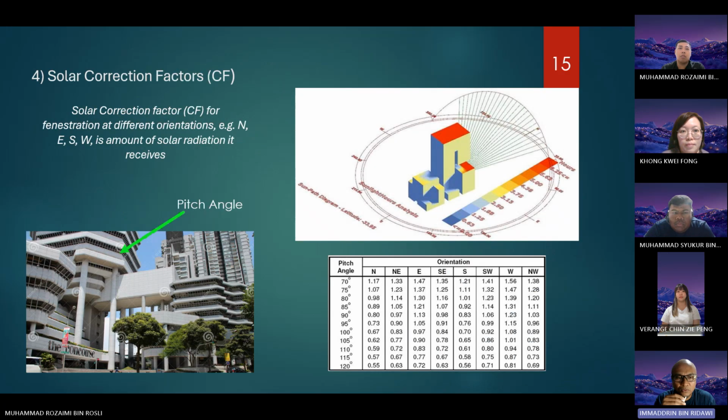I pass on to Shukru for the next slide. Thank you. Thanks, Imagine. So for the solar correction factor, or CF, for different orientations, for example north, east, south or west, it depends on the amount of solar radiation received. As you can see in the photo on the bottom left, the pitch angle. Next.